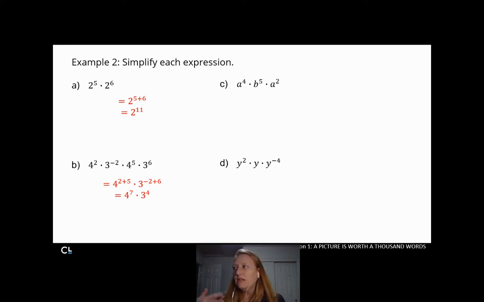And again, if I wanted to at this point, I could grab a calculator, find out what 3 to the 4th power is. I believe that's 81. But I don't know 4 to the 7th power. I just know it's going to be really, really big. So I think I'm going to leave it like this for now.